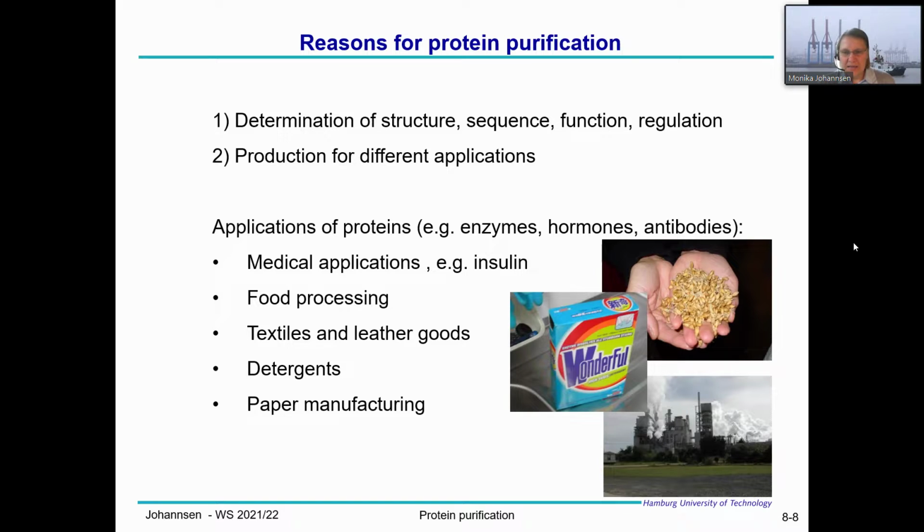We also find enzymes in food processing, for example, in bakery. Xylanases, amylases, and cellulases are used in fruit juice processing. Cellulases and proteases are used in washing powder. There are enzymes included, and for example, in the pulp and paper industry, we use xylanases for the bleaching of pulp. These are just a few examples, so there are many more areas of application for proteins.